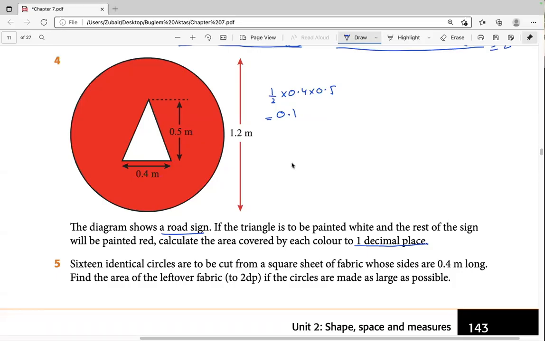Wait, I don't really understand the question that much. So it's saying calculate the area covered by each color to one decimal place. So it's saying find the whole area of the circle except the triangle, to one decimal. There are two parts in this question. One is definitely what you're thinking: full area subtracted by the triangle. That will give you the red part. This is white, and red will be full minus white. We need both of these. Calculate the area covered by each color.